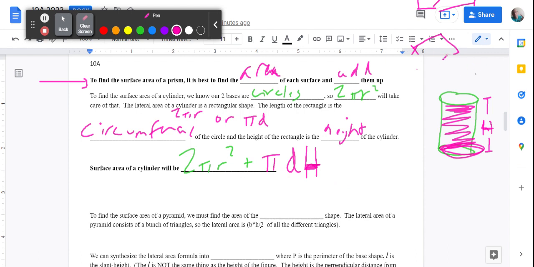Really, if you wanted to cut it into two things, pi dh is the only thing that we have to remember here. The circumference times the height, pi times diameter times height, is going to give us the lateral area, which is this rectangular shape that wraps around the cylinder. Think of it as the label on a can of soup or something like that. And then 2 pi r squared takes care of our circle up top and our circle on the bottom.